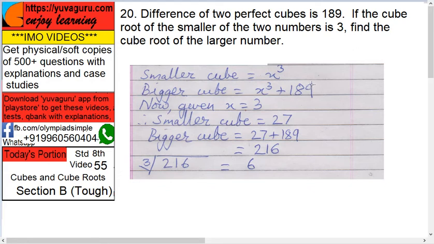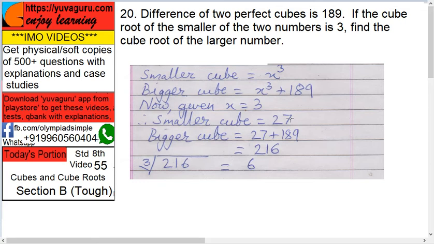So the bigger cube is what? x cube plus 189. Why? Because the difference between the smaller and the bigger cube is 189. So the bigger cube equals the smaller plus 189. Now, x equals 3, because the cube root of the smaller one is 3. So x equals 3.